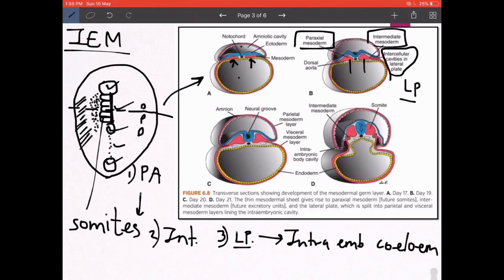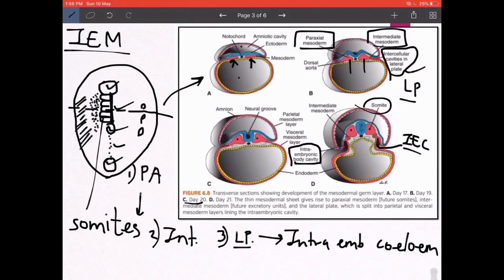Let's go to day 20. At day 20 you can see that the neural groove is formed. The paraxial mesoderm is getting more and more thicker, and eventually by about day 21 you have the emergence of somites. At the same time, all the little cavities in the lateral plate mesoderm coalesce together to form a space that is known as the intra-embryonic coelom, also known as the intra-embryonic body cavity. This is going to give rise to the future pericardial, pleural and peritoneal cavities.